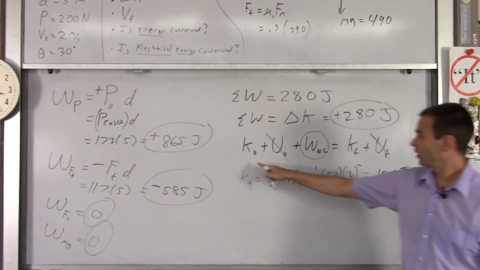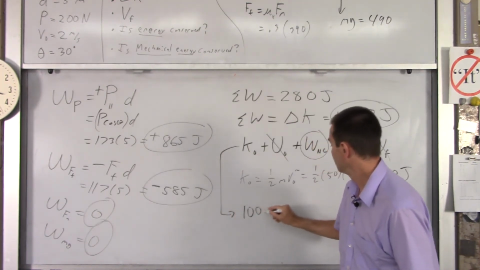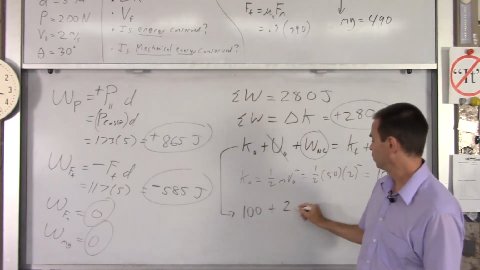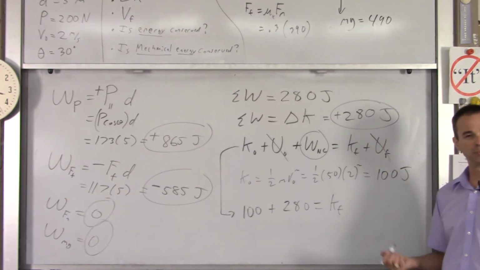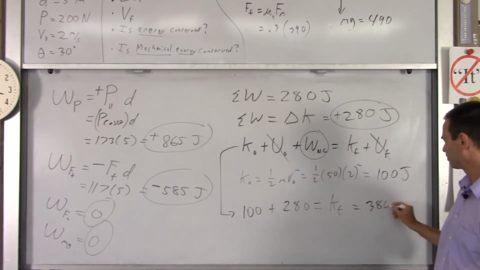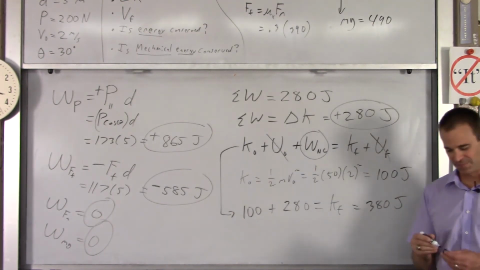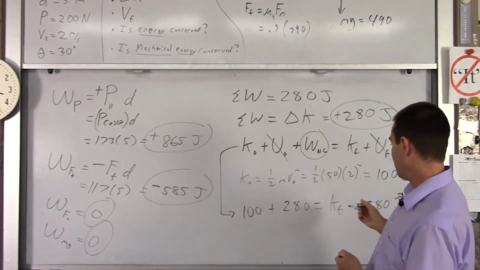So we know this is 100, so I'll put this here. We know the non-conservative work is 280. That's got to equal the final kinetic energy, which is, without a calculator, hopefully, you see that's 380 joules, okay? So the final kinetic energy of the box is 380 joules.